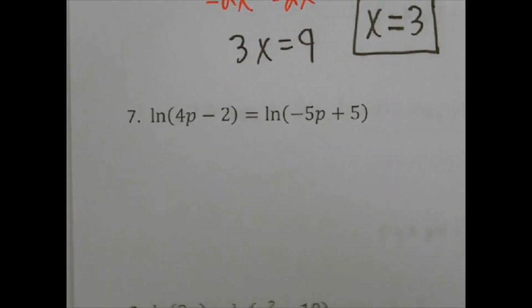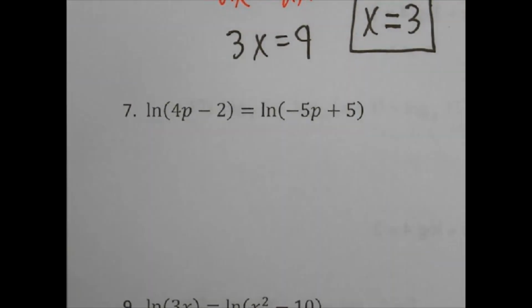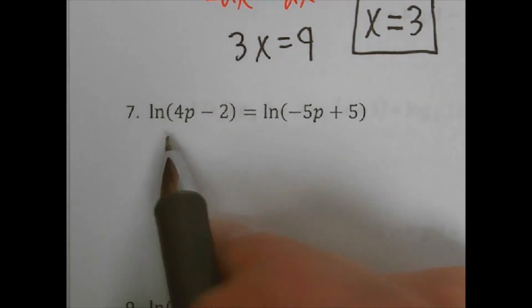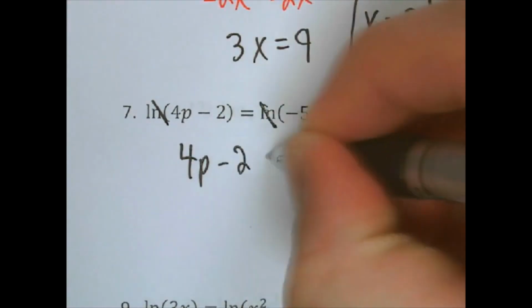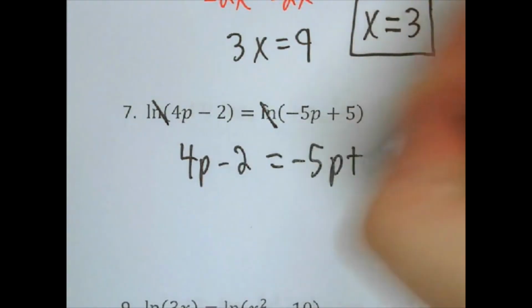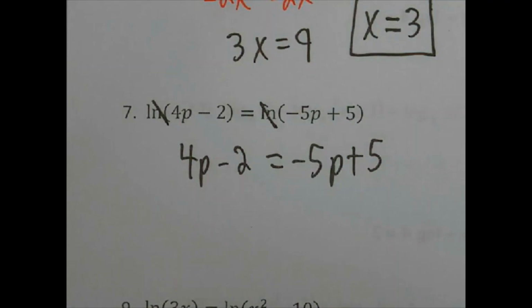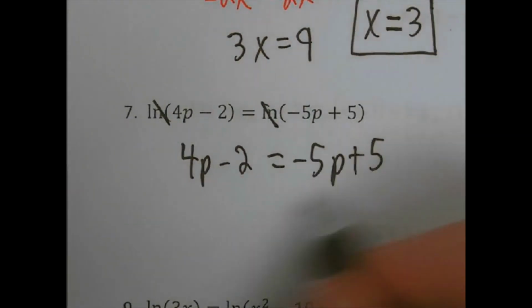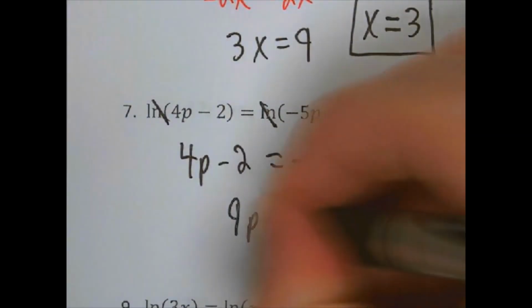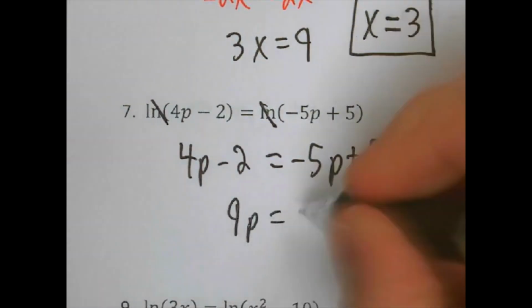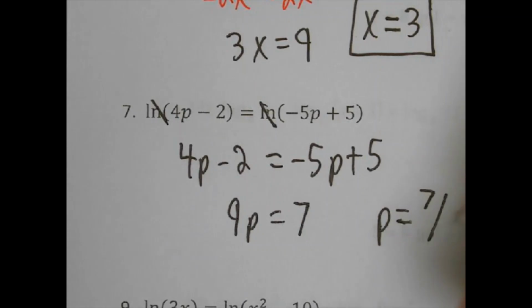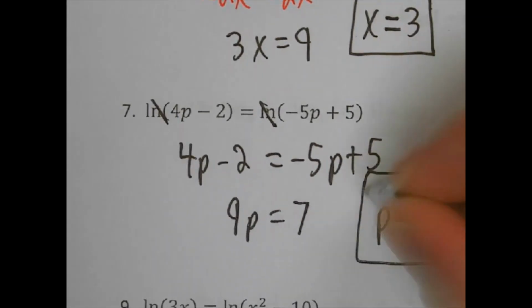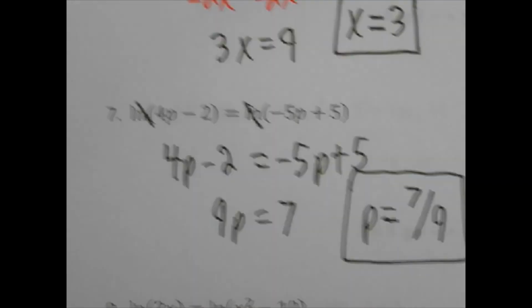Number 7, even though it's natural log, I still have a natural log on the left and one natural log on the right, so then I cancel, and then I simply take what I have and solve for it. So I would add 5 to 4 to make 9. I would add the 2 over here to make 7, and then this would be p equals 7 over 9. Yes, it's an ugly answer, but that's the answer.